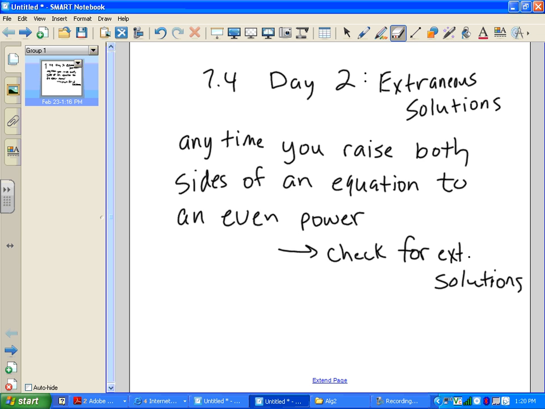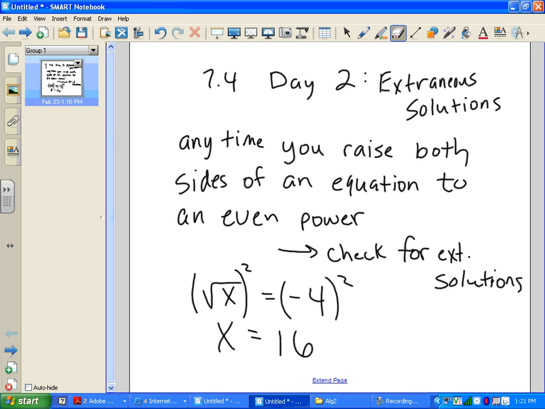Now, let me show you the basis of this. Let's say we had this problem, the square root of x equals -4. How would we solve that? Square both sides, and that gives me x equals what there? 16. Now, is the square root of 16 really -4? No. We solved it correctly, we did the proper steps, but yet it doesn't work out.